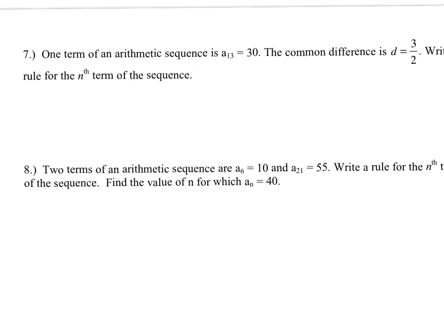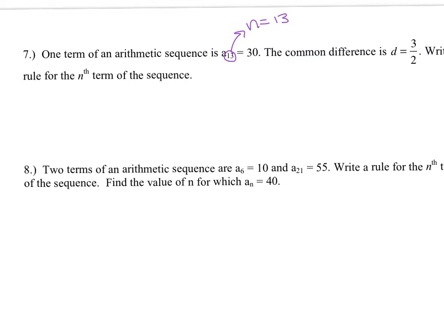In number 7, this is going to be a multiple step problem, so you want to make sure that you leave yourself enough room here. So one term of an arithmetic sequence, a sub 13, is 30. So that means that our n value is going to be 13 because that's the 13th term. And then the common difference is 3 divided by 2, so 1.5. Write a rule for the nth term of the sequence.